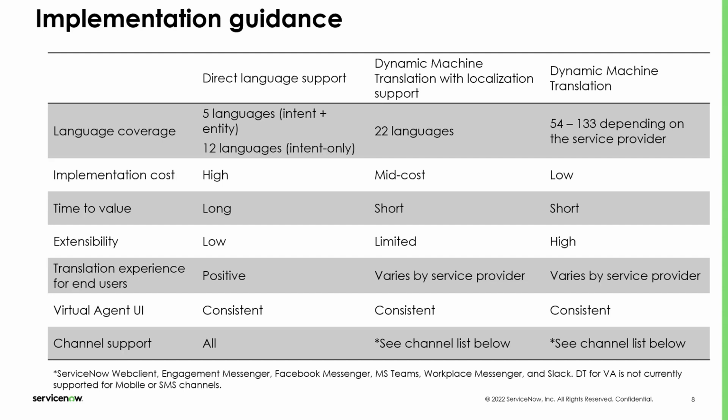This, however, can be done via script. So if you automate this configuration with a script, it decreases your level of effort, and so your time to value can remain fairly short relative to the other two. Your channel support is the same as it was for the second approach in that DT for VA is not currently supported for mobile or SMS channels.